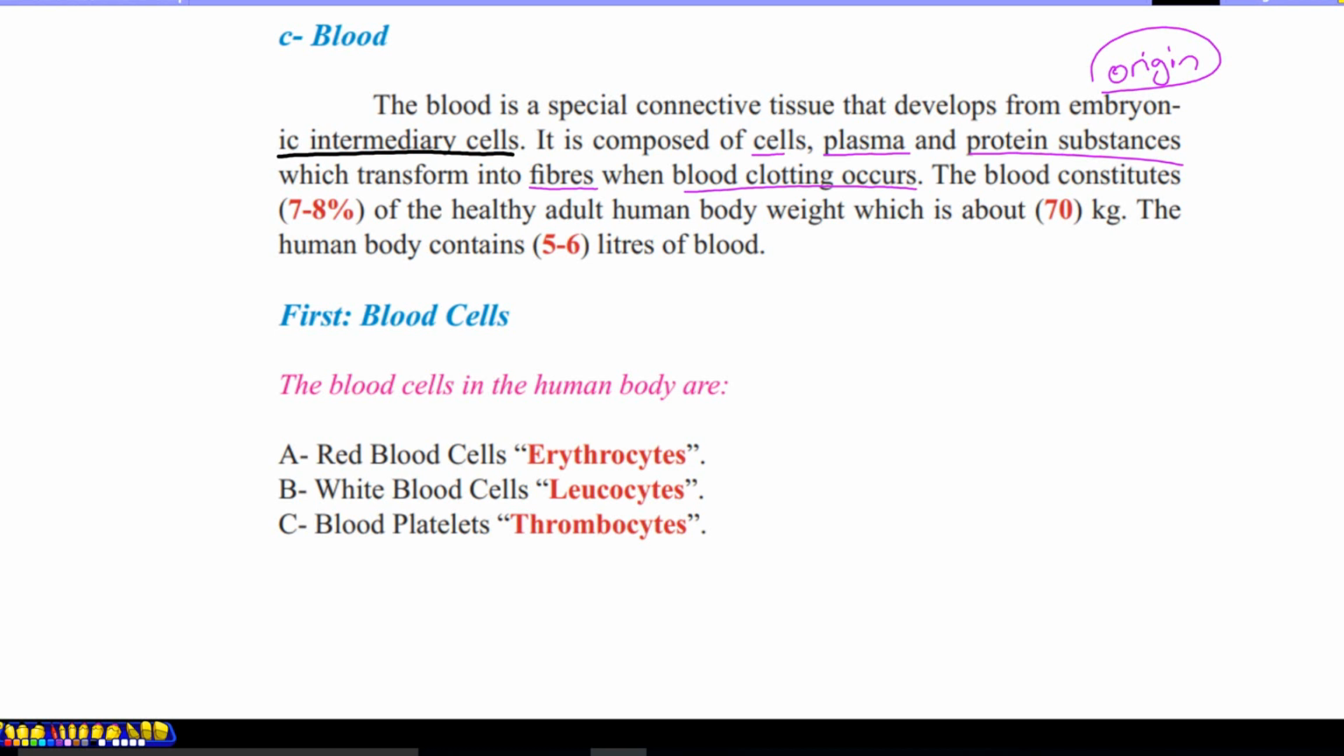Blood constitutes 7 to 8 percent of the body weight of a healthy adult human of about 70 kilograms, and the human body contains about 5 to 6 liters of blood. In a general classification, there are 3 main types of cells in blood tissue: the red blood cells or erythrocytes, white blood cells or leukocytes, and blood platelets or thrombocytes.